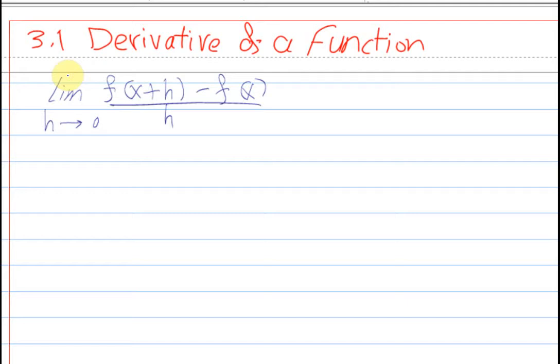We used this formula to find the slope of a curve, which is the slope of its tangent at a point, and rate of change, instantaneous velocity. Many things we used this formula to find before. So we are going to use the same formula to find the derivative of a function.